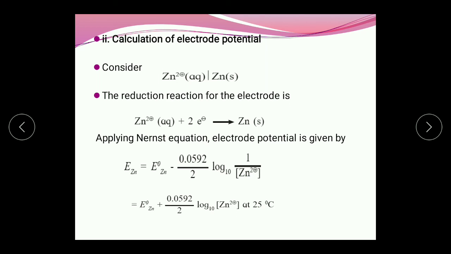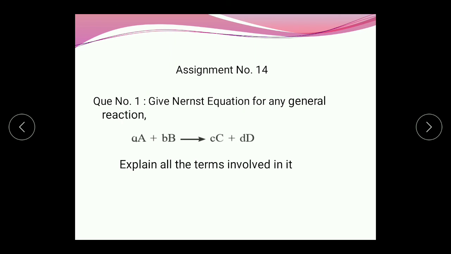So, this is for today. Now the assignment. Give the Nernst equation for any general reaction, aA plus bB gives cC plus dD, where small a, b, c, d are there for balancing the equation. Explain all the terms involved in it. So just give equations 5.25 as well as 5.26 with all the terms, and give details in this assignment on how the factor 0.0592 is calculated.